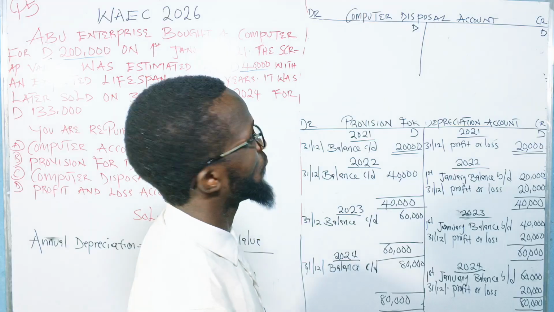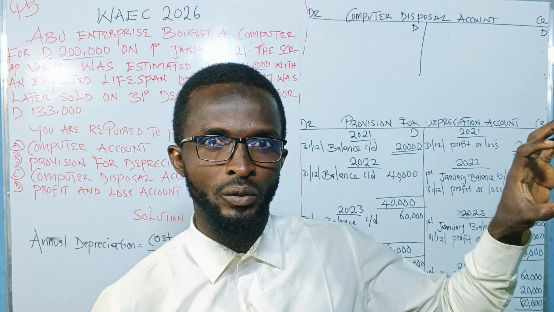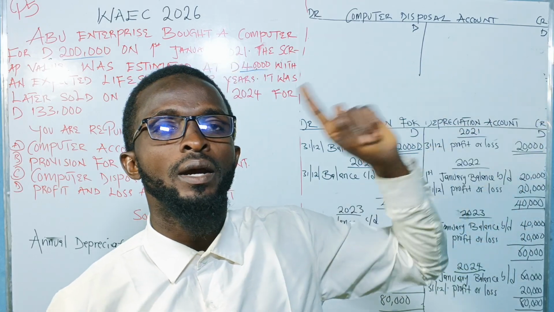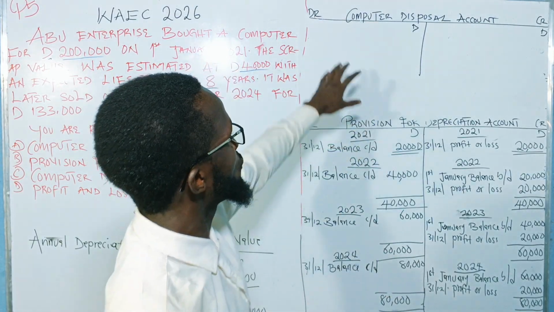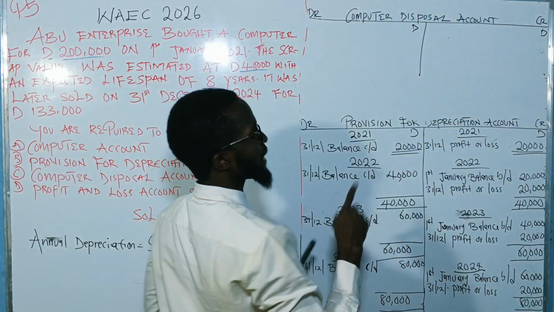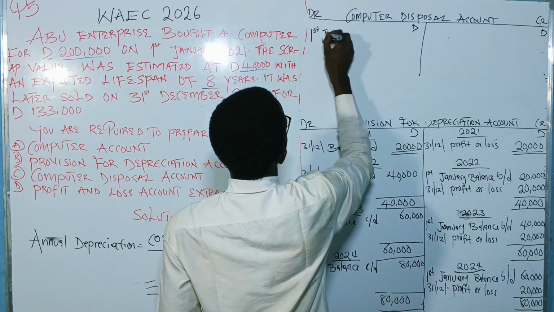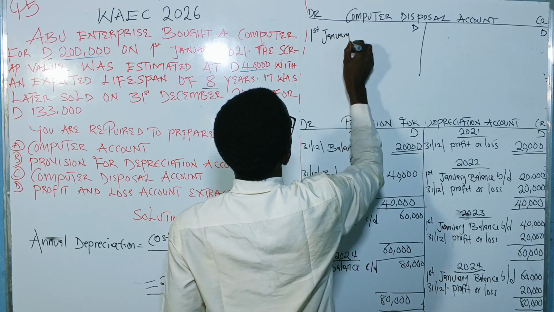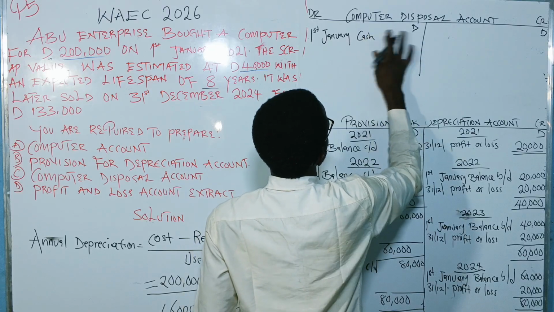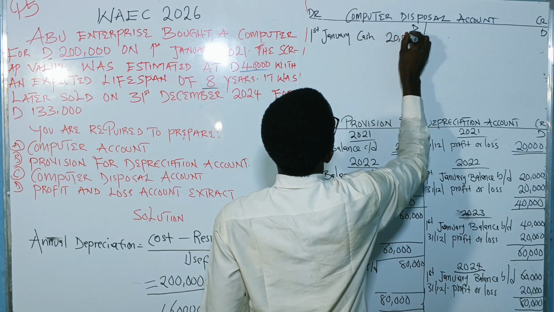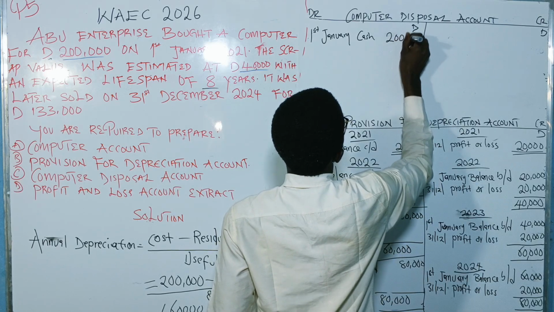So computer disposal account is just like we are going to transfer what we wrote in our computer account in the beginning. So we are going to bring it to our debit side here. The amount we purchased the computer for earlier, in January, cash, write the same 200,000.